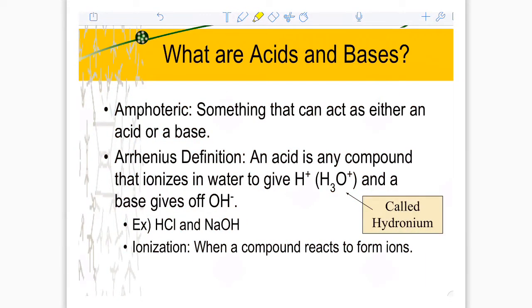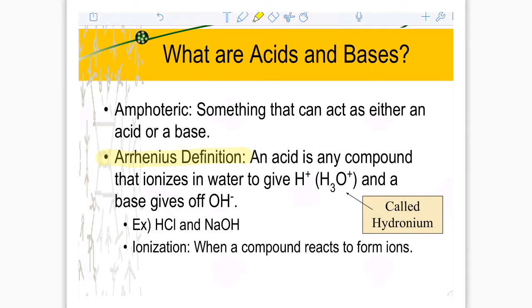Alright, so here's our first definition that we're going to be taking a look at. It's the easiest of all of the definitions that we have to work with. It's called the Arrhenius definition. It's the oldest definition, and even though it's the oldest, it's still the one that we'll be able to use the majority of the time in this class.